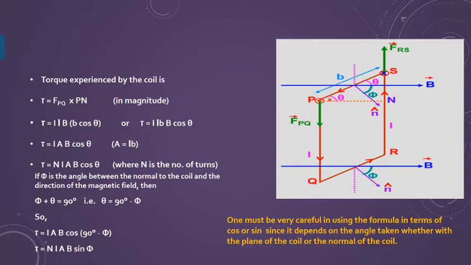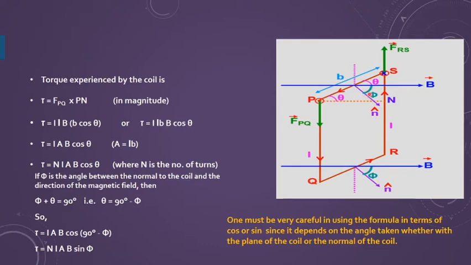Now here, theta, we took as the angle between the plane of the coil and the magnetic field. So the perpendicular distance, the distance between the two forces, that is equal to Pn, which is coming out to be equal to B cos theta. Now if you take the angle phi here, phi is the angle between the normal to the plane, this is the direction shown for the normal, and the magnetic field.